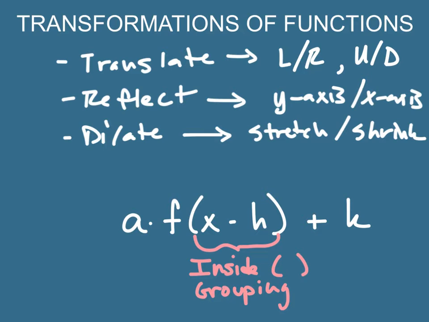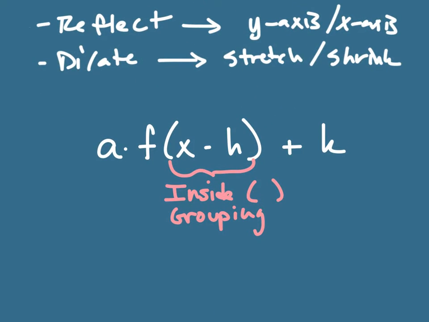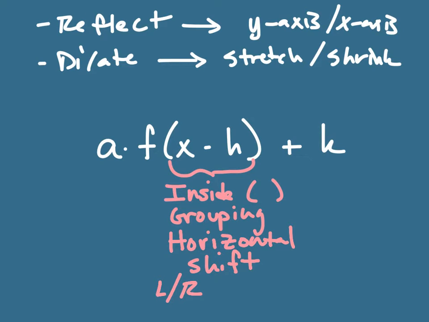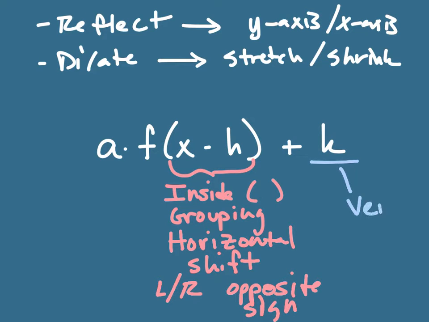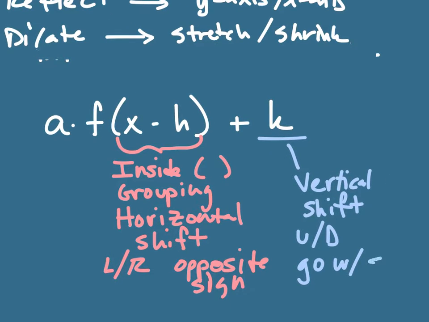And this is going to be your horizontal translation, so we'll call it horizontal shift. This is going to move it left or right, and it's going to be the opposite of the sign. We'll talk more about that in a second. This part here, this plus k, is your vertical shift, and this is going to move it up or down, and this is going to go with the sign.